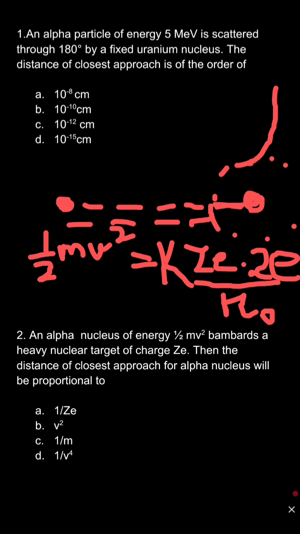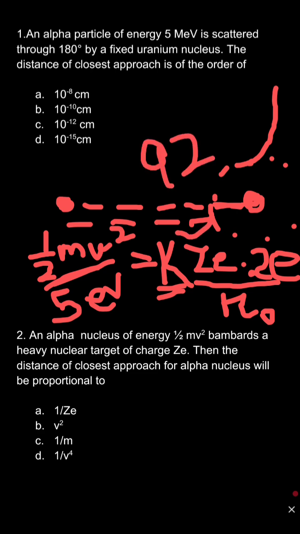To find the value of R0 here, first we need to substitute the values given here. The value of half mv square is given as 5 mega electron volts. K, whose value we already know, is 9 into 10 to the power 9. Z for uranium is 92. E is the value of the charge of the electron, and then comes R0.